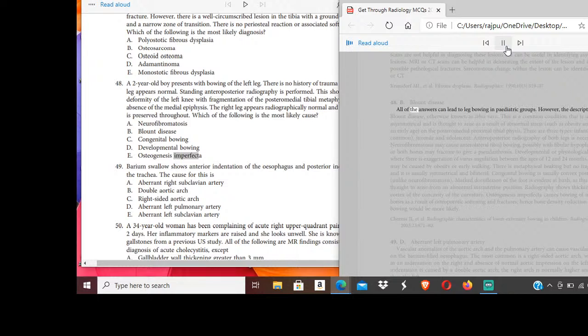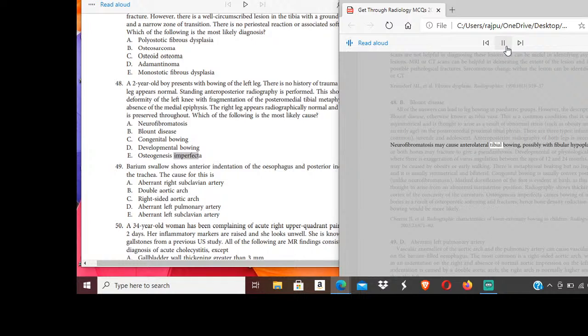48b. Blount disease. All of the answers can lead to leg bowing in pediatric groups. However, the description is that of Blount disease, otherwise known as tibia vara. This is a common condition that is unilateral or asymmetrical, and is thought to arise as a result of abnormal stress, such as obesity and walking at an early age, on the posteromedial proximal tibial physis. There are 3 types: infantile, the most common, juvenile, and adolescent. Anteroposterior radiography of both legs is necessary.